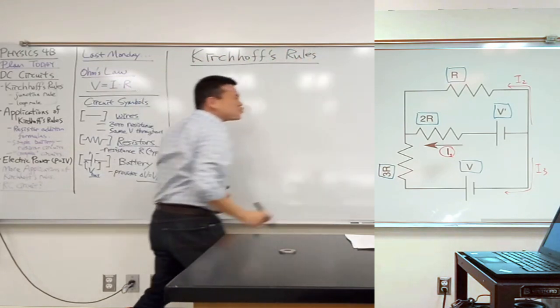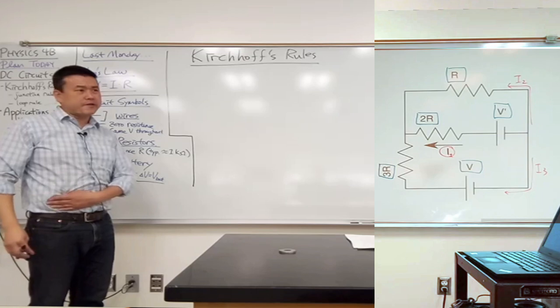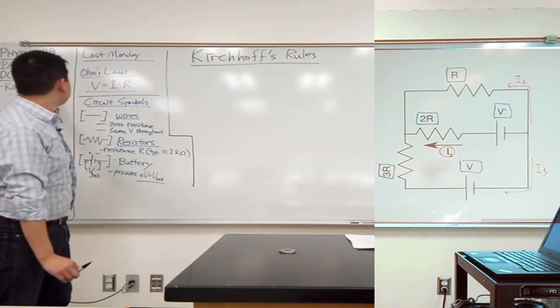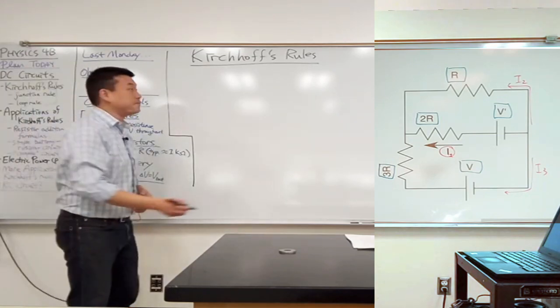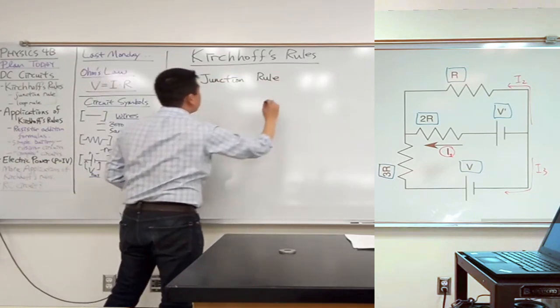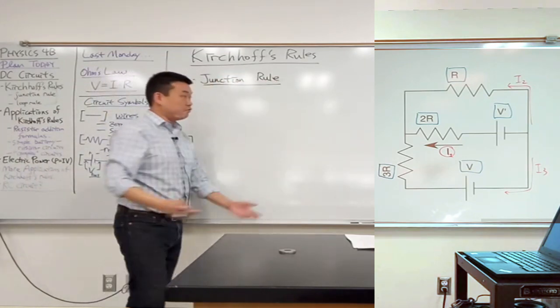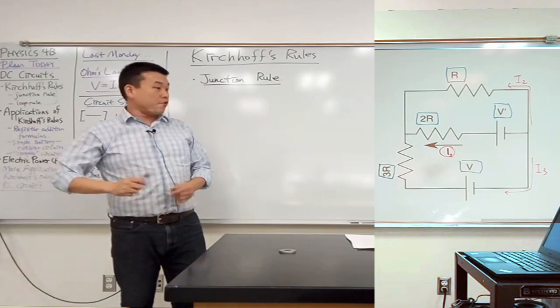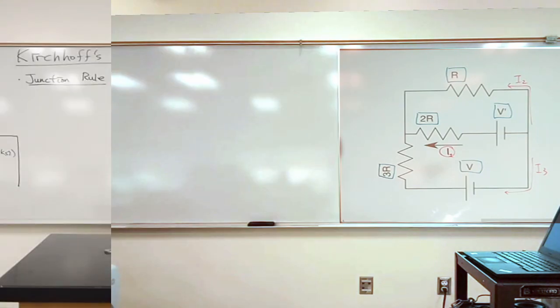And I think usually people state the loop rule first, but I like to state the junction rule first for a reason that I'll explain. So this is what the junction rule says. It's a rule regarding junctions. What do we mean by junction? Well, it's kind of what it sounds like.